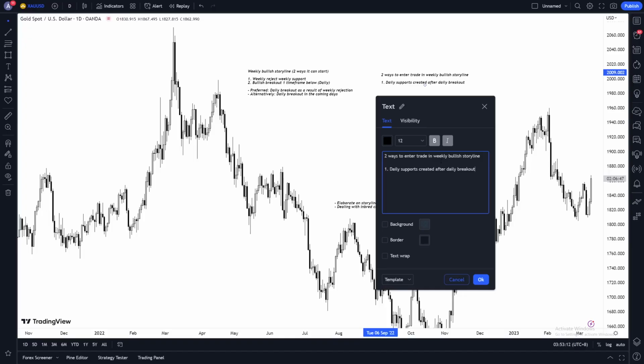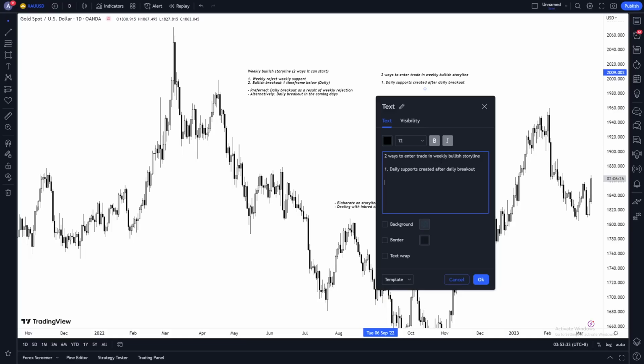What I'm telling you is, once weekly rejects weekly and daily does a breakout, you say, oh, weekly bullish storyline, right? So weekly reject weekly, daily bullish breakout. As a result of the daily bullish breakout, there's a bunch of new supports that have been created. Those new supports that have been created, we can go and enter from that. Daily supports created after daily breakout.